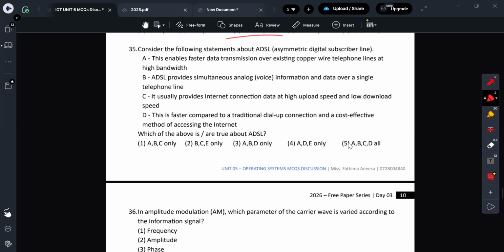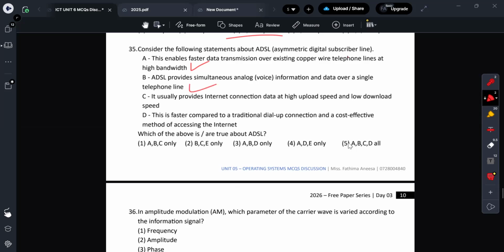It is true. ADSL is faster, because it utilizes standard copper telephone wires but operates at much higher frequency to achieve greater bandwidth and faster speeds. And then ADSL provides simultaneous analog information and data over a single telephone line. That is also true because it allows simultaneous telephone calls and internet use.